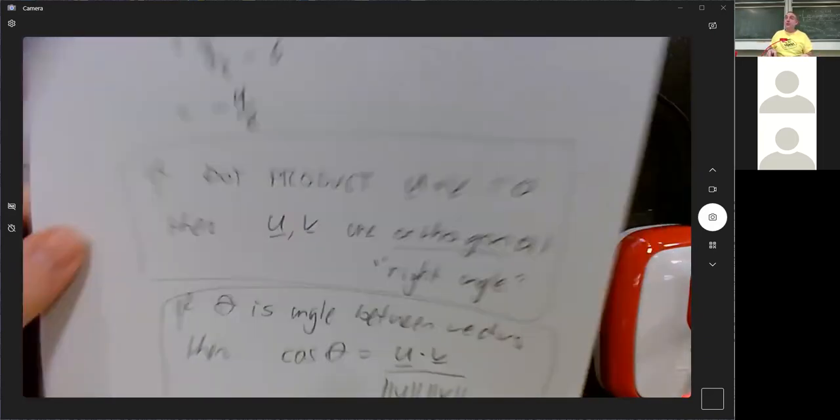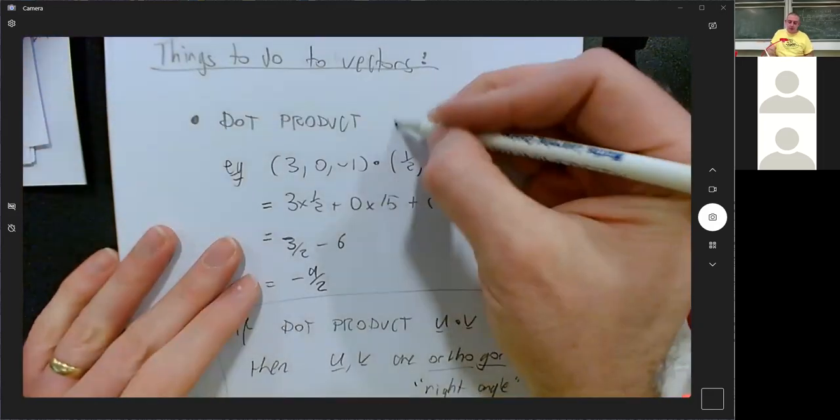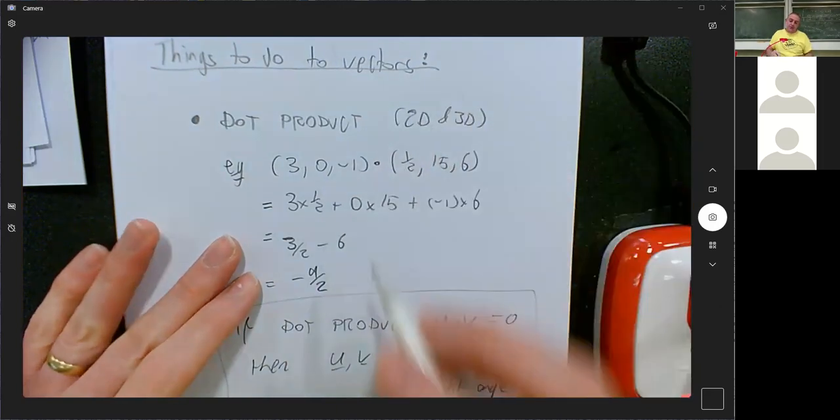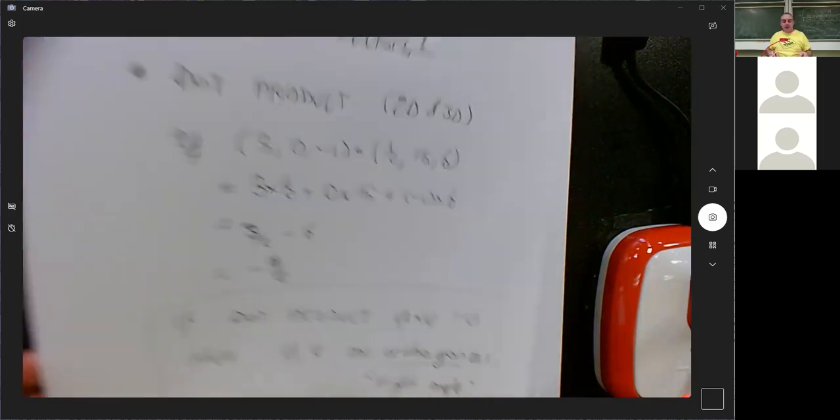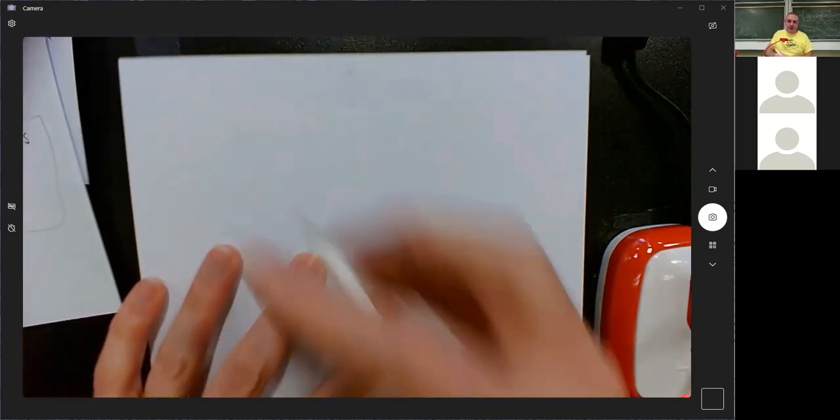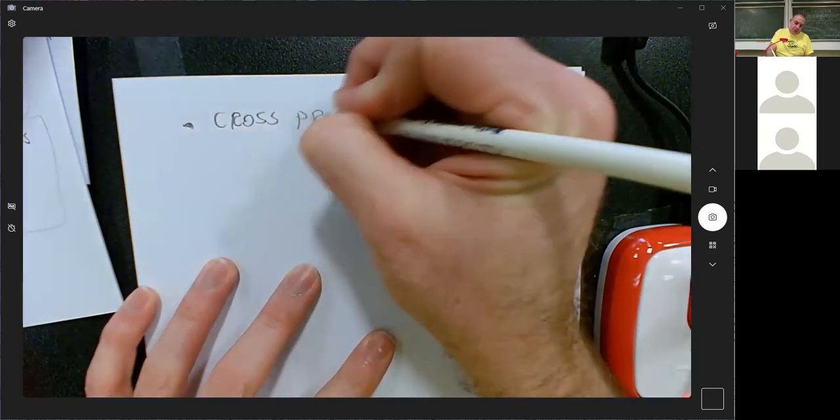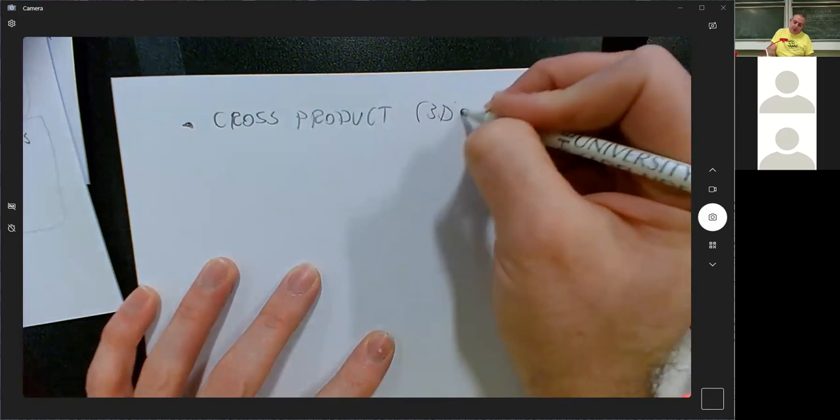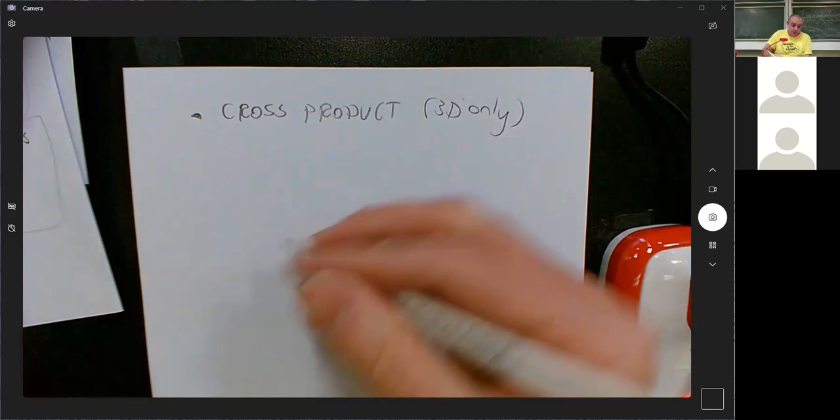And the other thing you can do to vectors in 3D, so this works in 2D, and in 3D, and in 5 dimensions if you want, that's fine. There is a thing you can do to vectors that only works in 3D, which is the cross product. Only in 3D, unfortunately. And the cross product is a little harder to describe.